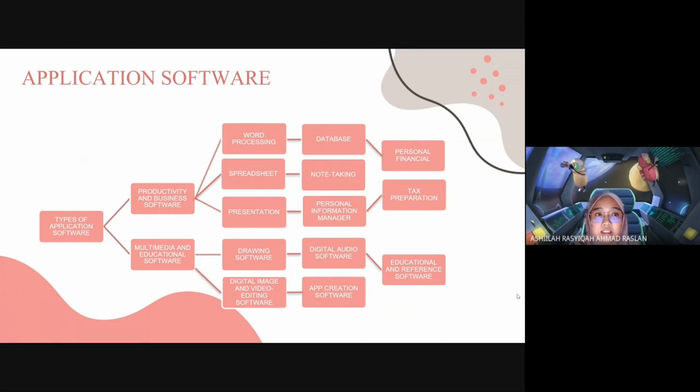So these are examples of application software that we basically use. An example of word processing is Microsoft Word. For spreadsheets, we use Microsoft Excel. For presentations, we use Google Slides or Microsoft PowerPoint.